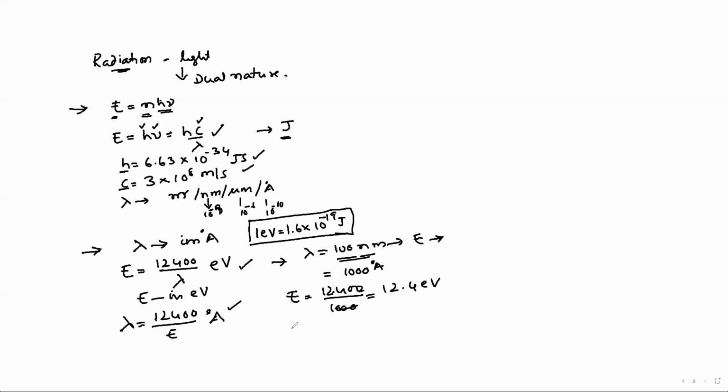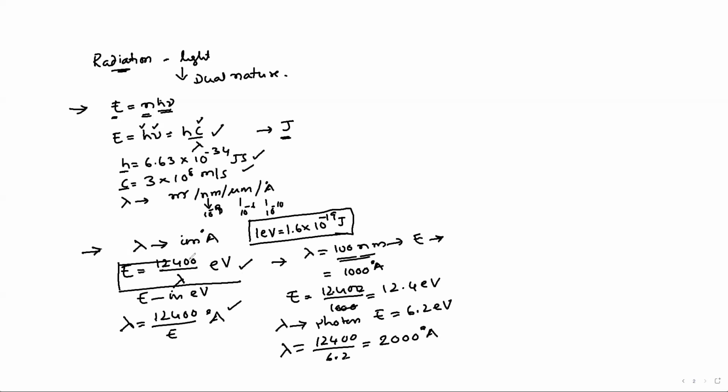Similarly, what is the wavelength related to a photon with energy 6.2 electron volt? The wavelength is 12,400 divided by 6.2. So what you will get? You get 2000 angstroms. Like this. This is one of the simple relations you have to remember.